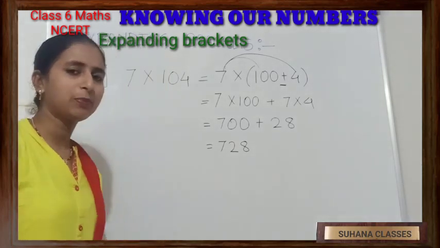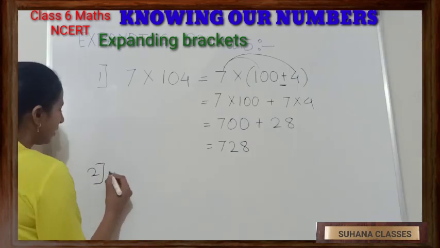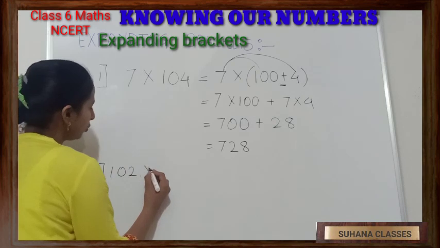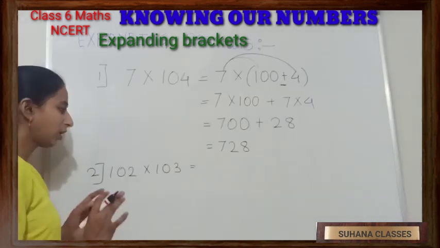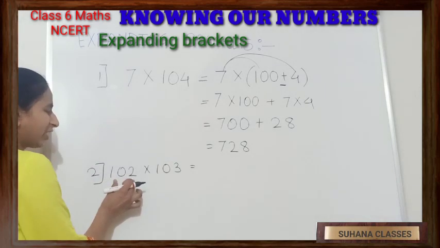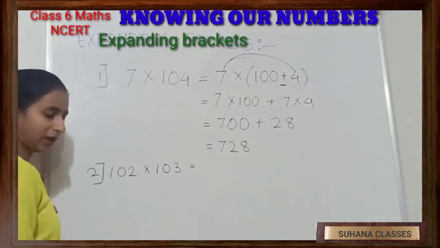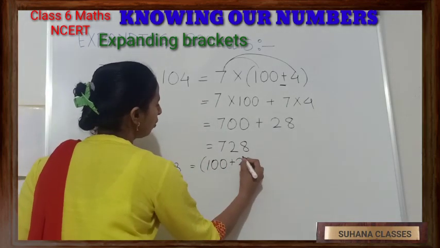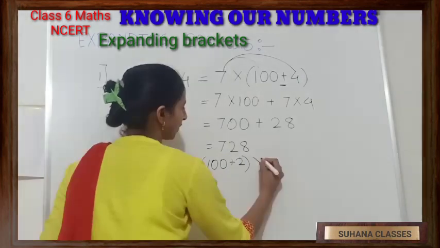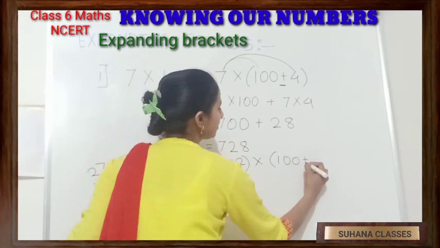Let's take one more example to understand the bracket. My second example is, let's multiply 102 into 103. This is a little bigger example. Here I have to expand this number in a bracket and this number also in a bracket. So I will get 100 plus 2, into, and 103 I can write as 100 plus 3.